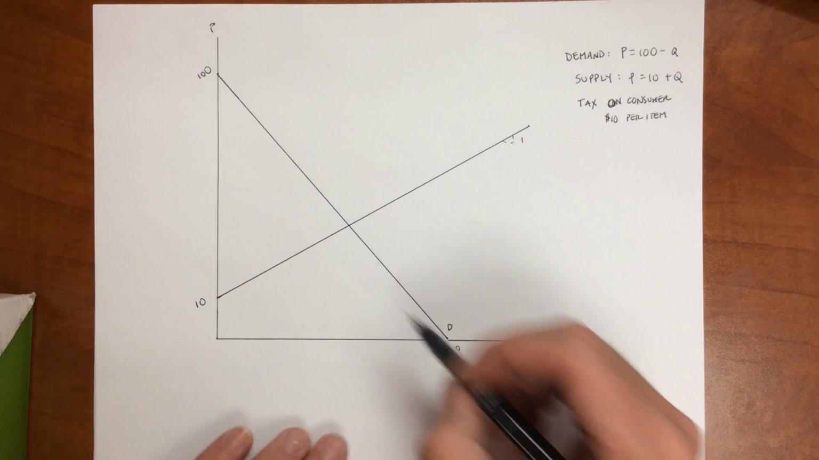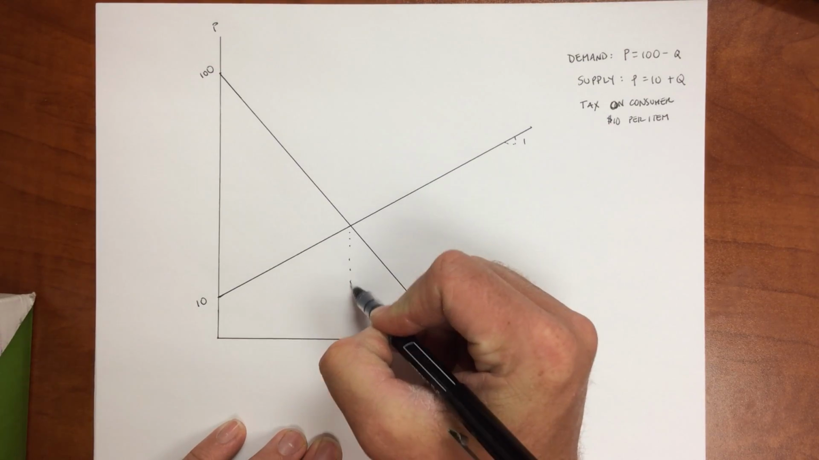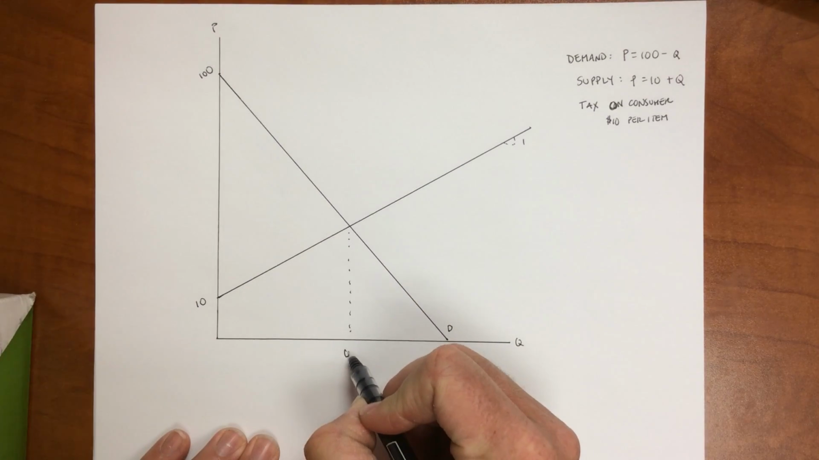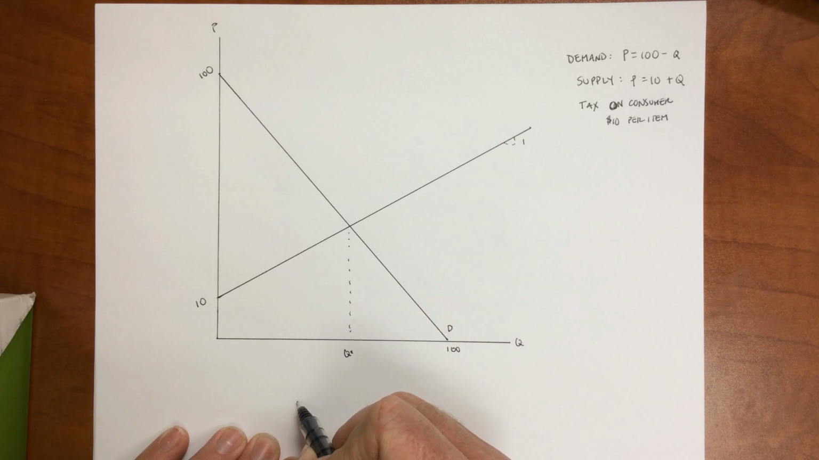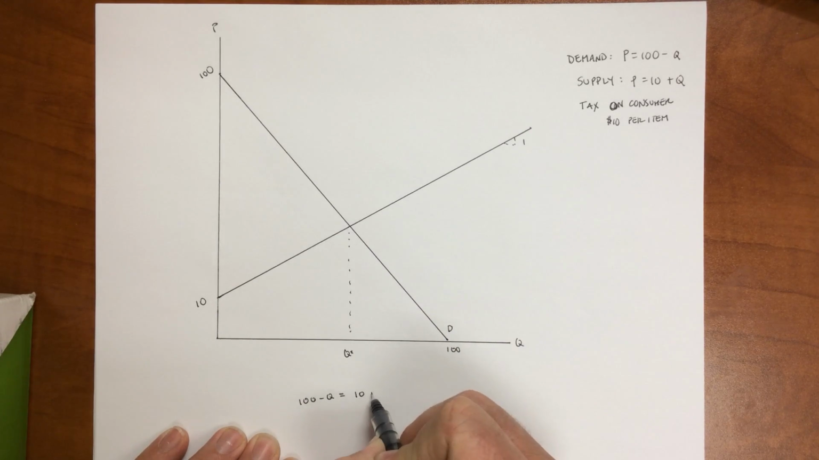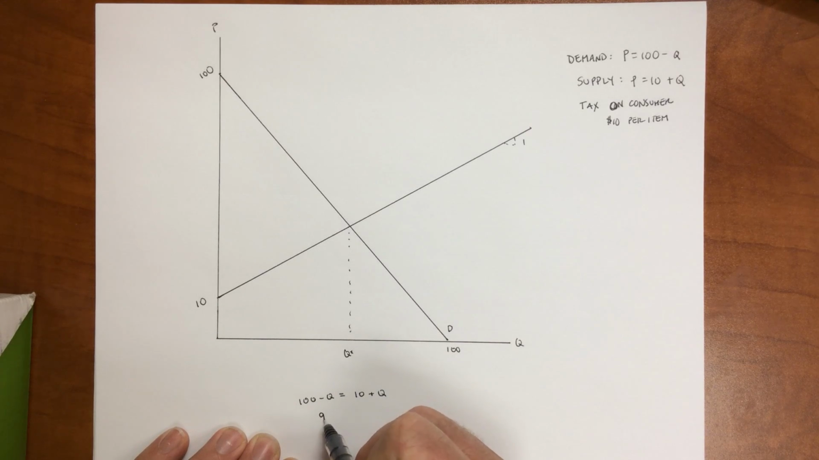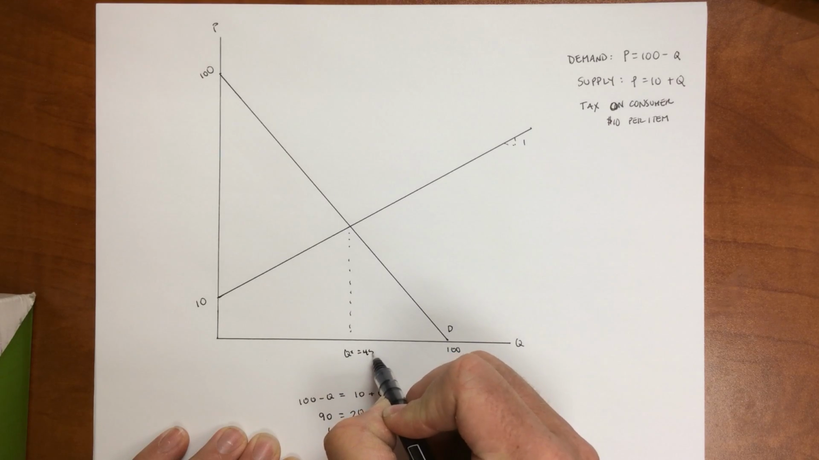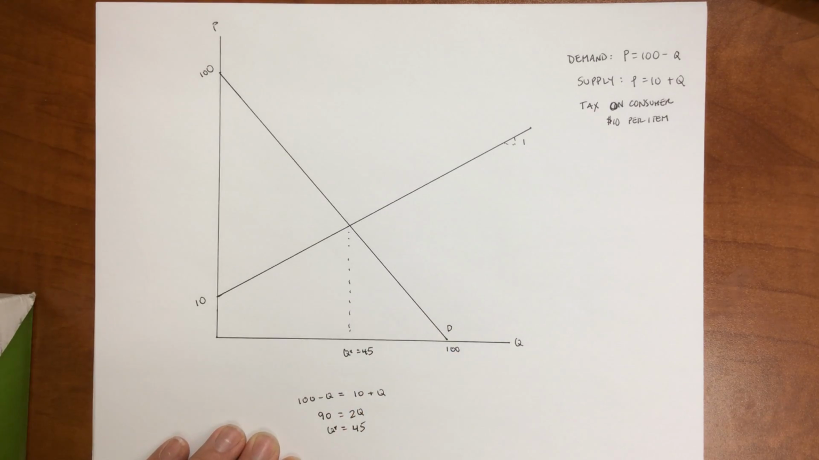If I set them equal, so to find this Q star, I have 100 minus Q is equal to 10 plus Q. I get 90 by bringing the 10 to that side, add Q to that side. It's 2Q, Q star is 45. So in a competitive market, the optimal quantity is 45.